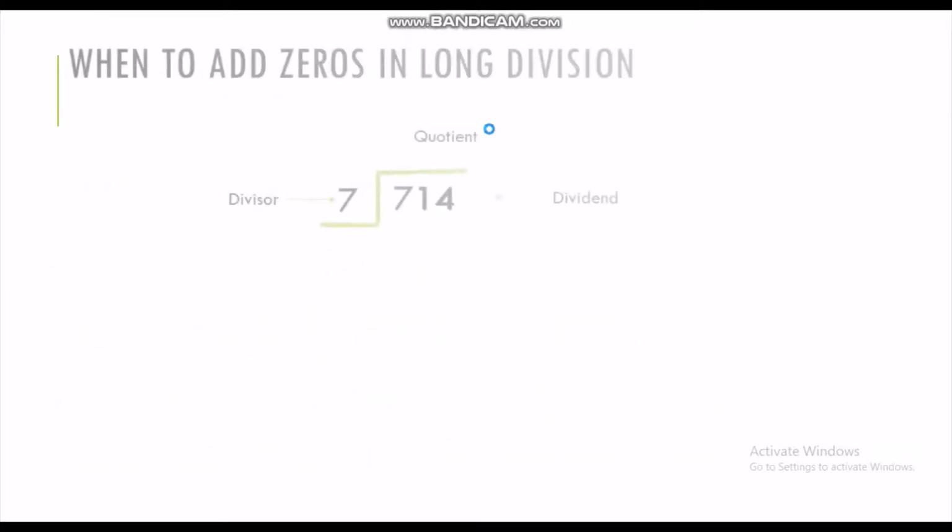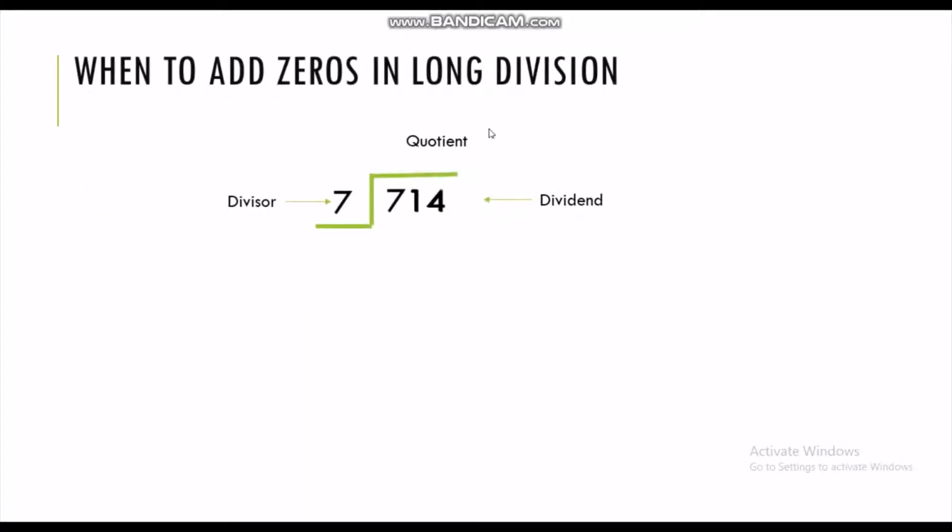The first thing that we're going to start with is when to add zeros in long division. But before we start, it's good to know some vocabs. We call this sign the division sign. The number that is written inside is called the dividend. The number that is written outside is called the divisor. And the result, or the answer, is called the quotient. And we write it here.